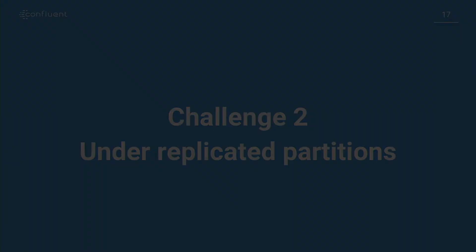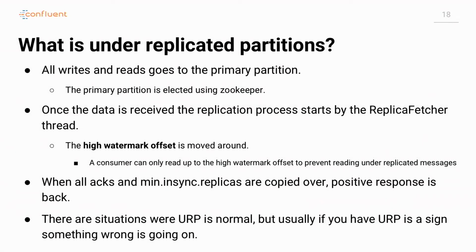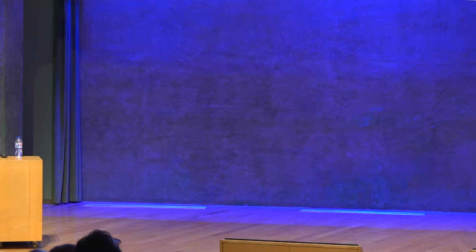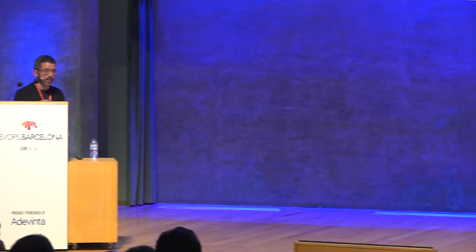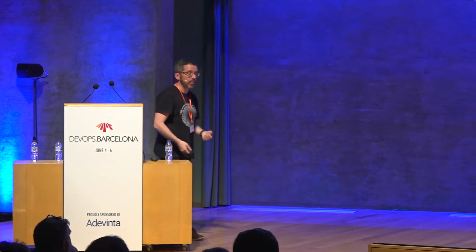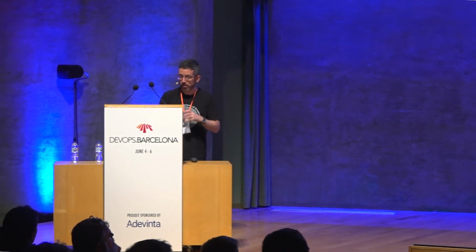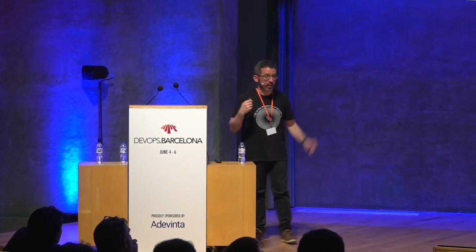Challenge number 2, the under-replicated partitions. So basically how this works is all writes go to the primary partition. Okay? In Kafka, you always write and read from the primary. Very, very important. In the future, this is going to change. But as of now, you only write to the primary. Once data is received by the primary, the process of replication starts. And when all acknowledge and min-in-sync replicas are copied, we will give back to the producer a thumbs up.